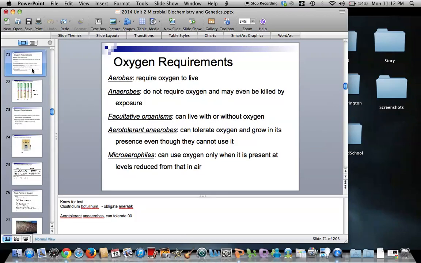Oxygen requirements. Aerobes require it. Anaerobes do not require it, and they may be killed by the exposure. Facultative organisms can live either way, and there's both sides of the fence: aerobic facultative organisms and anaerobic facultative organisms. Aerotolerant anaerobes can tolerate the presence of oxygen, but they can't use it, and microaerophiles can use very small amounts. And I assume it goes anaerobes, microaerophiles, aerotolerant, facultative, to aerobe.